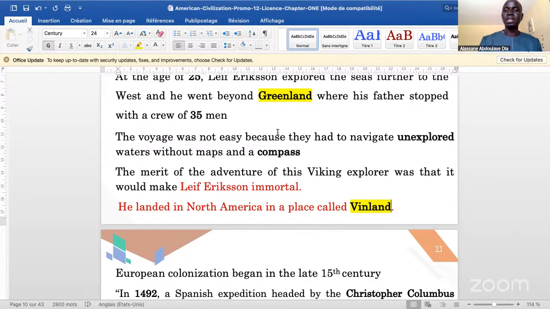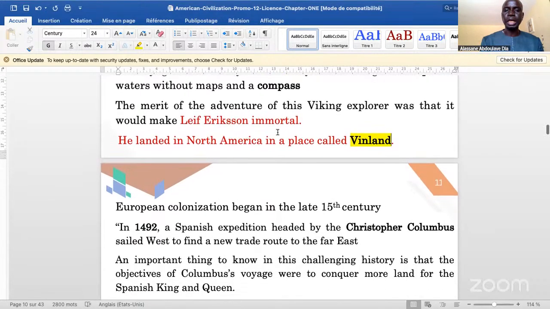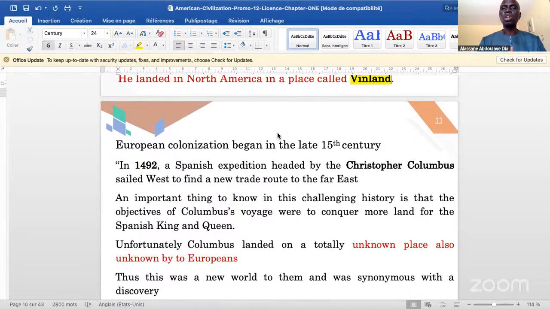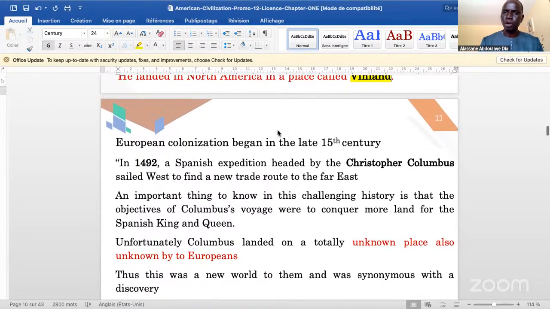He navigated and he became immortal. Why did he become immortal? He landed in the New World. He landed in North America. And the son, Leif Erikson, landed in a place called Vinland. Class, this is the history. This is the reason why many people say that, no, Christopher Columbus did not discover America. America was discovered by the Viking explorer, Leif Erikson. Now, let me explain to you why there is a contradiction and what is the problem with Christopher Columbus.